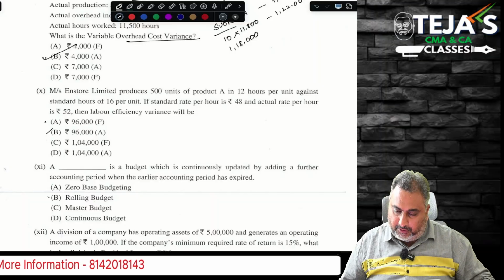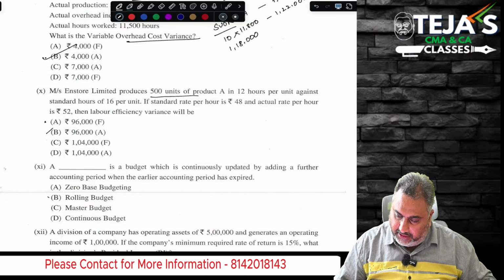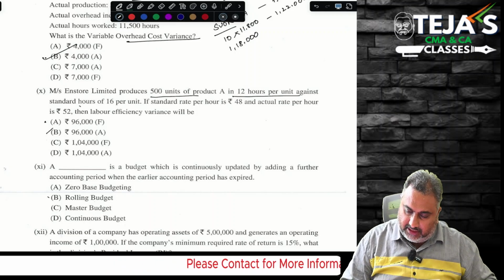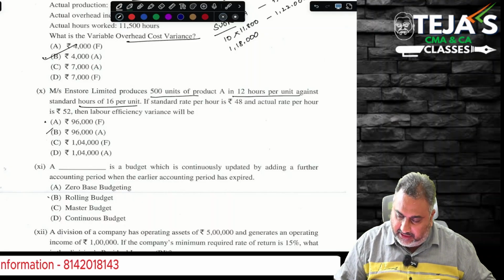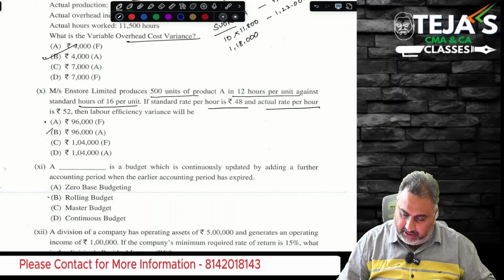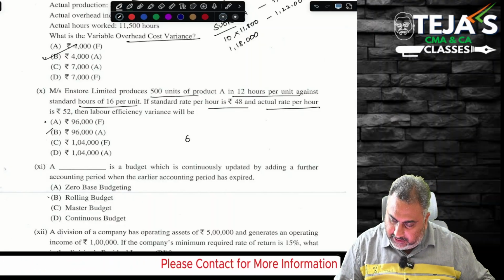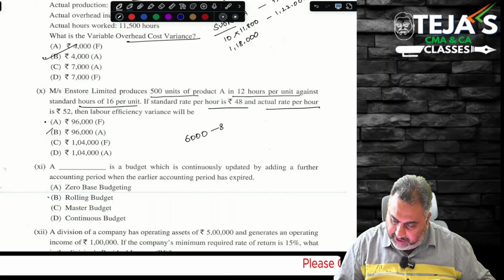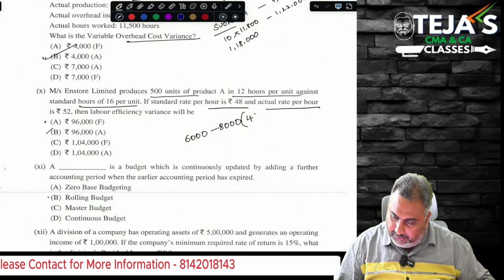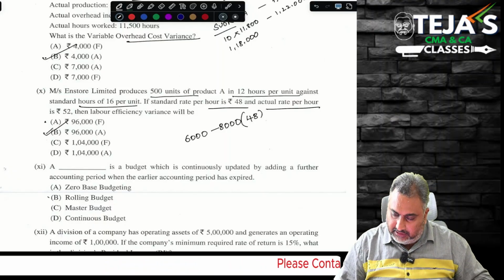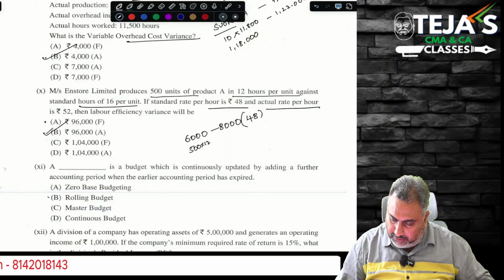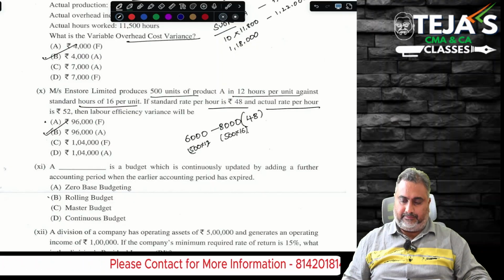And the limited company produces 500 units of product A, 12 hours per unit against standard hours of 16 per unit. If the standard rate per hour is 48, what is the variance? Simply, sir, 6,000 hours minus 8,000 hours into 48, that is equal to 96,000 adverse we will get. 6,000 means 500 into 12, and here 500 into 16, that's it.